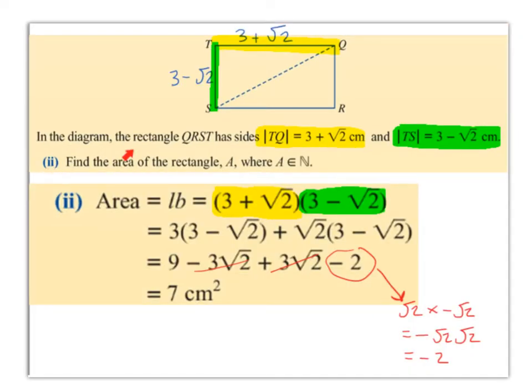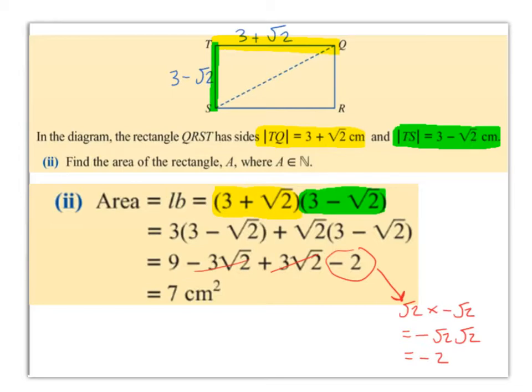Part 2, find the area of the rectangle A, where A is an element of the natural number set. So we know that area is length multiplied by width. So we're going to do 3 plus root 2 multiplied by 3 minus root 2.